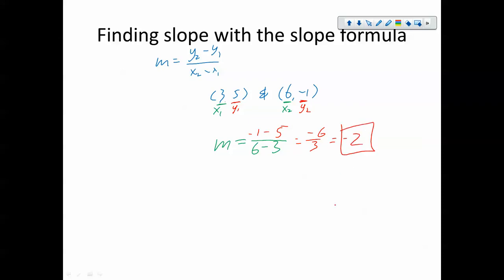So that's my slope. And again, let's draw a quick picture of it. 3, 5 is right here. And then 6, negative 1, that's this point right here. And so what that tells me is that if I were to connect a line between those two points, if I were to go down to the right 1, down to the right 1, down, wait, I messed something up.